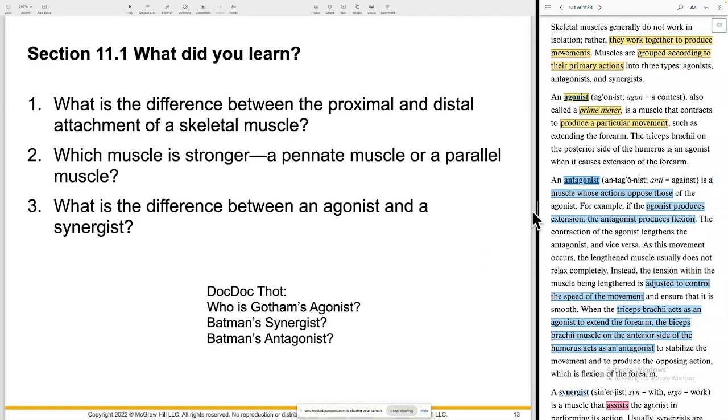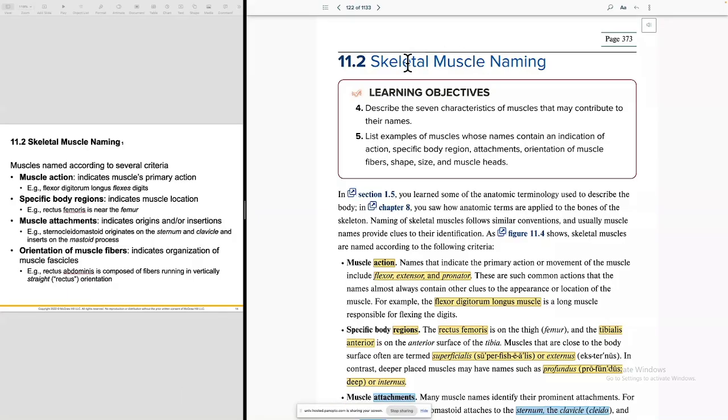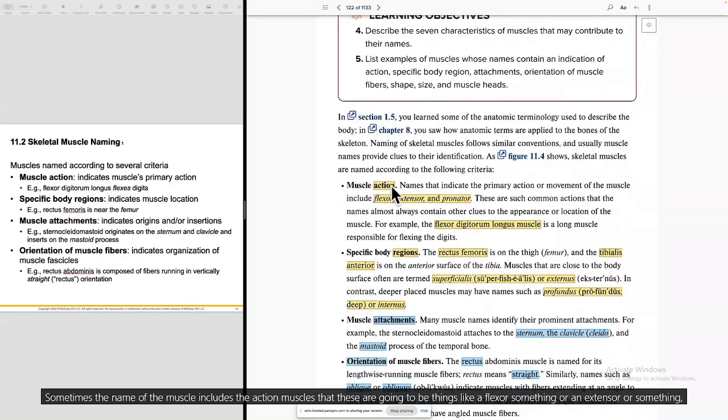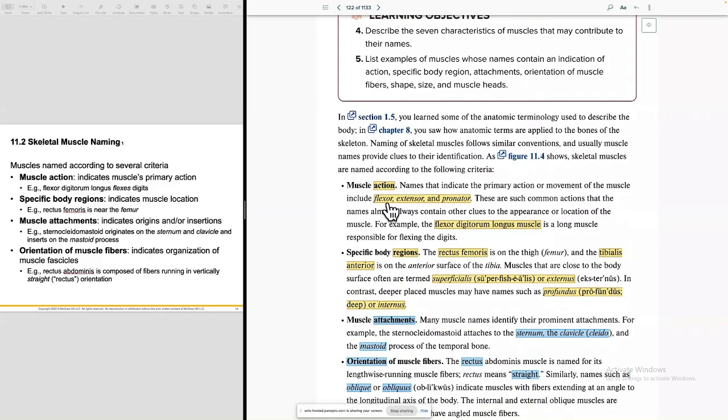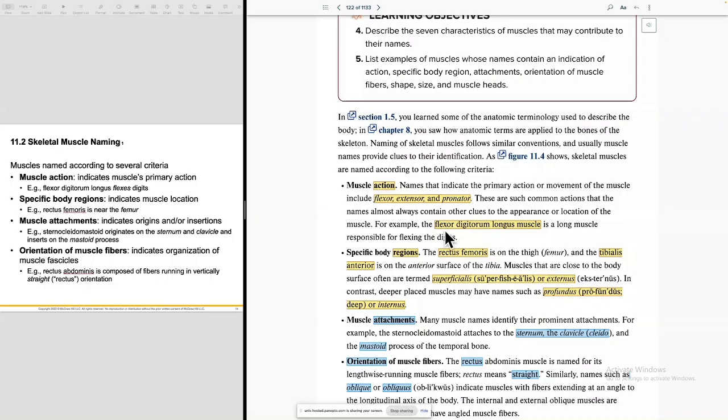Let's keep going. So with so many different muscles, there has to be a system to help us name them. Sometimes the name of the muscle includes the action. These are going to be things like a flexor something, or an extensor something, or a pronator, or a supinator muscle. And oftentimes there's even another hint, a flexor digitorum longus. We know in chapter 1, our digits are our fingers and toes. What's it going to do to our finger and toe? It's going to flex it. Where is this? A long way away. That also implies there's probably a flexor digitorum brevis, right? Let the names help you.